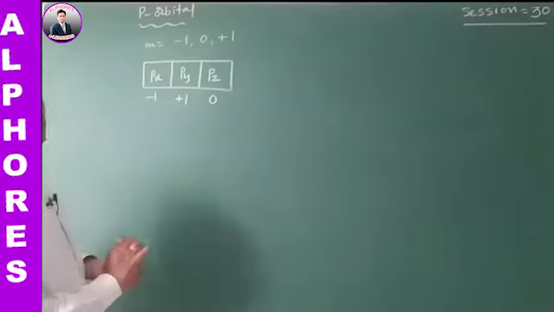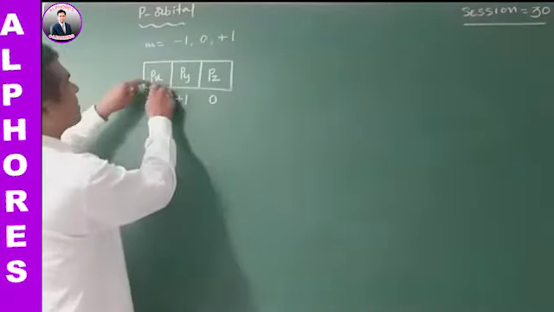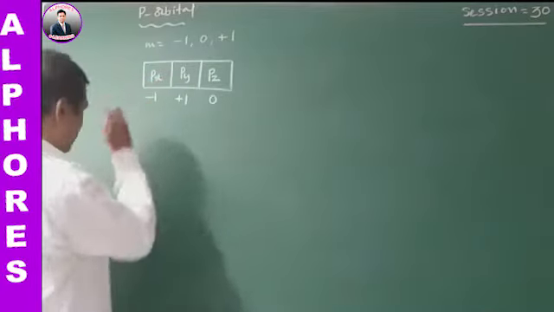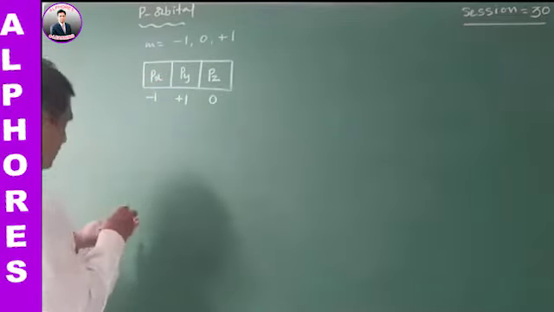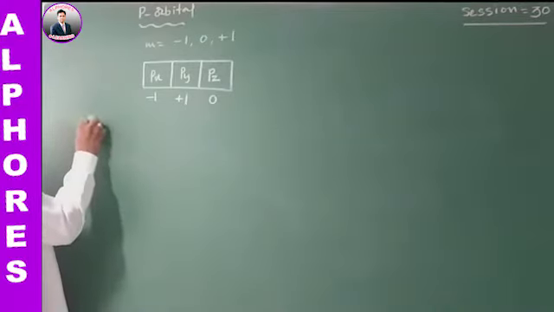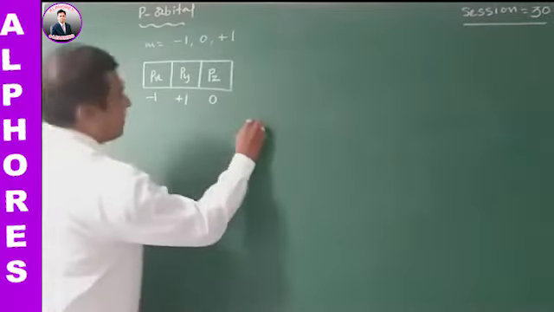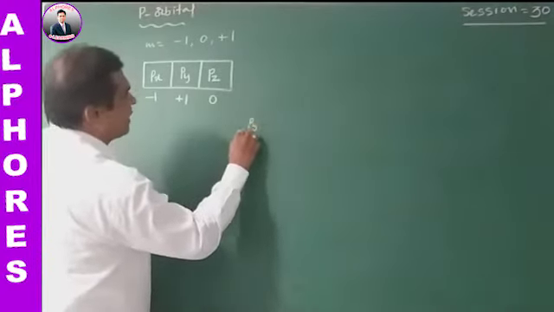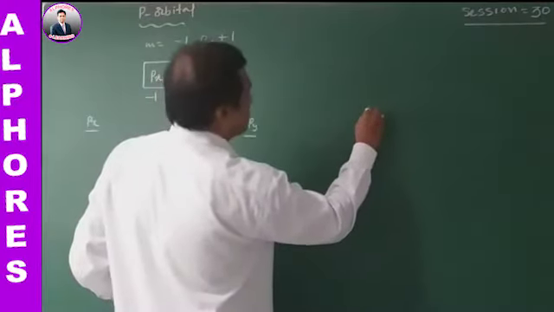So how many p orbitals are there? 3 p orbitals: px, py, pz. Now let us draw the diagrams of these p orbitals. First let us take up the px orbital. Next let us take up the py orbital and then the pz orbital.